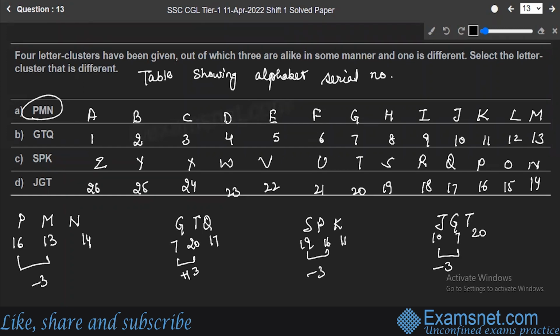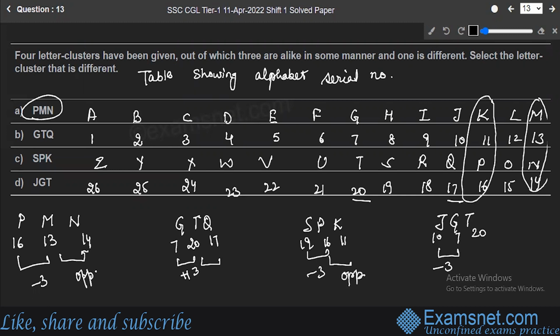M and N, you can see M and N, these two are the opposite alphabets over here, right? 20 and 17, no, they are not opposite. 20 here and 17 is here, they are not opposite. 16 and 11, that's P and K, they are opposite. And see, they are opposite. G and T, these ones also are opposite, right? So you can see in this one, and this one, they are following the same pattern.